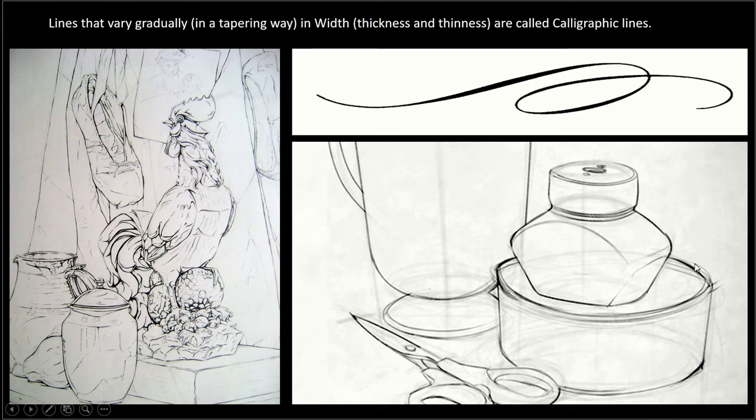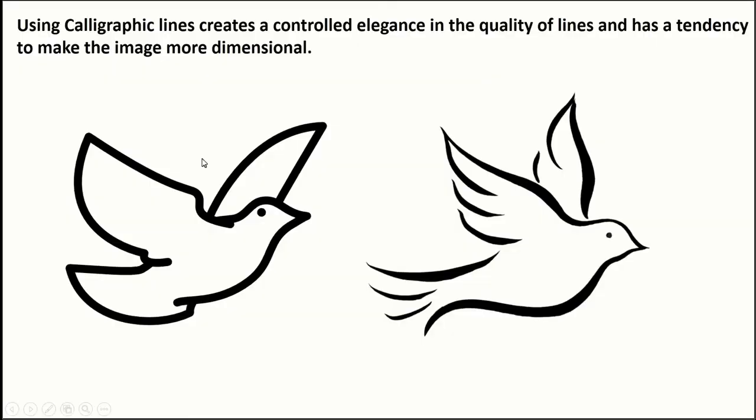You'll notice that there will be some areas where you feel like a heavier line should be there because there's a noticeable edge. So you'll push some of that envelope just a little bit to create some of these really beautiful gradual changes that create what we call sensitivity to your line. This is what good tattoo artists do. Using calligraphic lines creates controlled elegance in the quality of the lines and has a tendency to make your image just a little bit more dimensional.